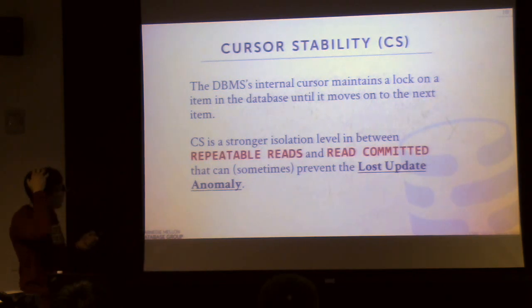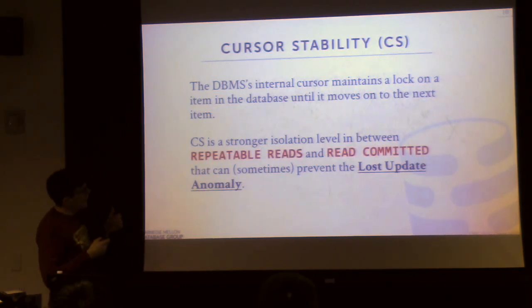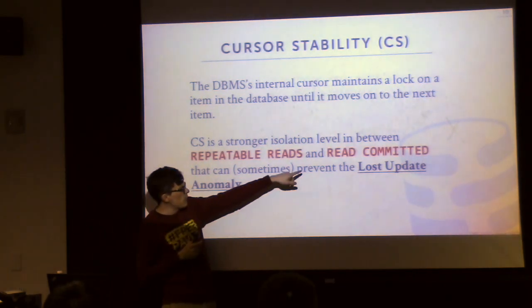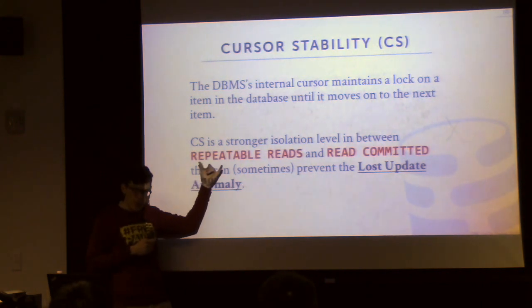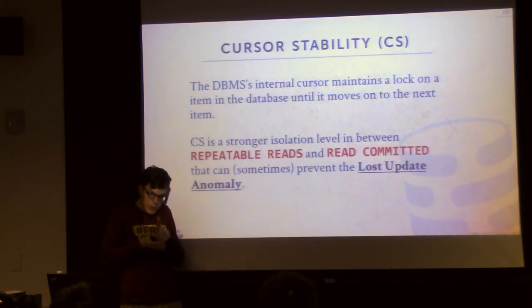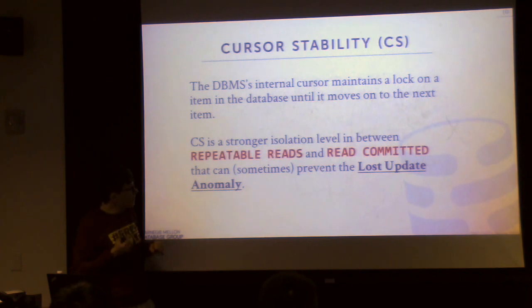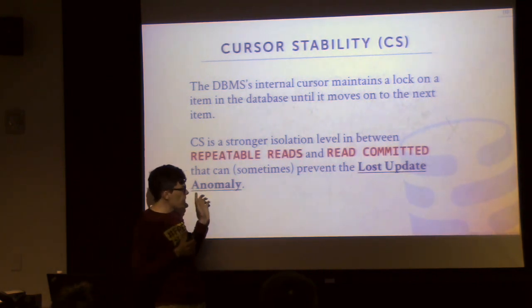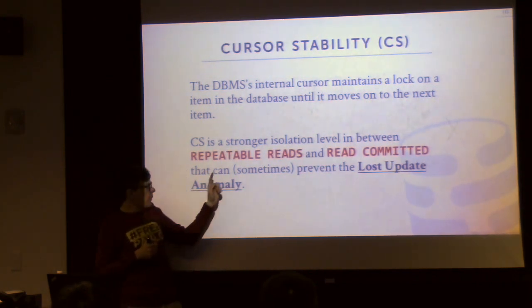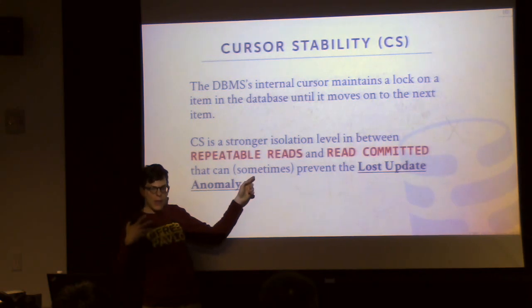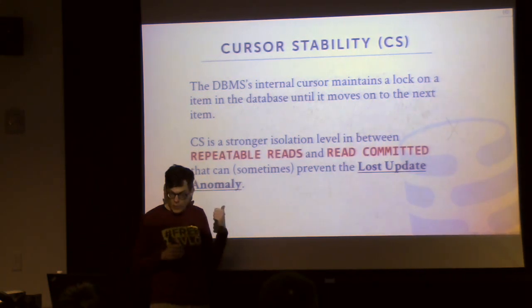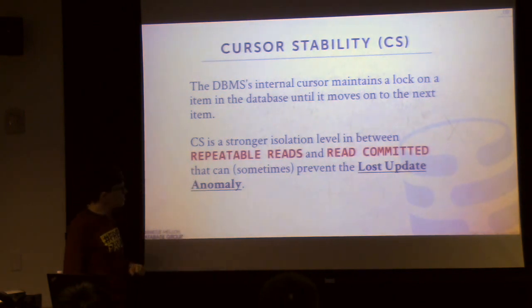So it turns out that cursor stability is a stronger isolation level than read committed, but it's weaker than repeatable reads. So it's sort of in between. And in particular, it's going to allow us to sometimes prevent what's called the lost update anomaly. I'm saying sometimes because, again, it depends on the workload. The cursor locks aren't always going to prevent these problems, and you'll see why in a second.